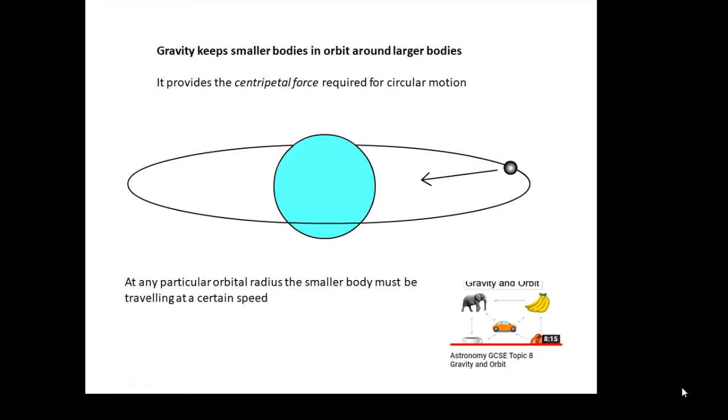So as I said, the first one, gravity keeps smaller bodies in orbit around larger bodies. Because of gravity, the moon orbits the Earth, which orbits the sun. We say that gravity provides the centripetal force, that's the force towards the centre, required for circular motion. I've already done a video about gravity and orbit in topic 8, and you must have a look at that if you're unsure about this.